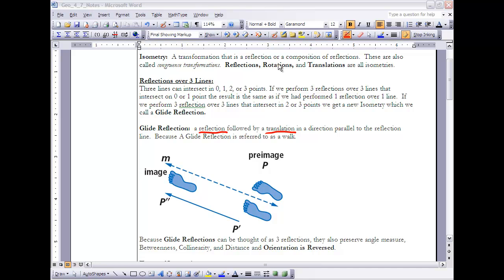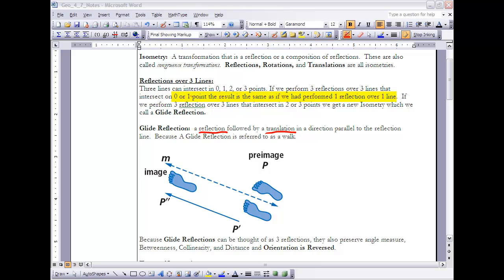Well, what happens then if we look at three reflections over three lines? Those lines could either intersect in 0 points, 1 point, 2 points, or 3 points. Those are my four possibilities that could actually occur. Now, if we perform three reflections over three lines that intersect in 0 points or 1 point, the result is exactly the same as if I had done one reflection over one line. So we don't get anything new out of that. There's no new type of transformation that actually occurs.